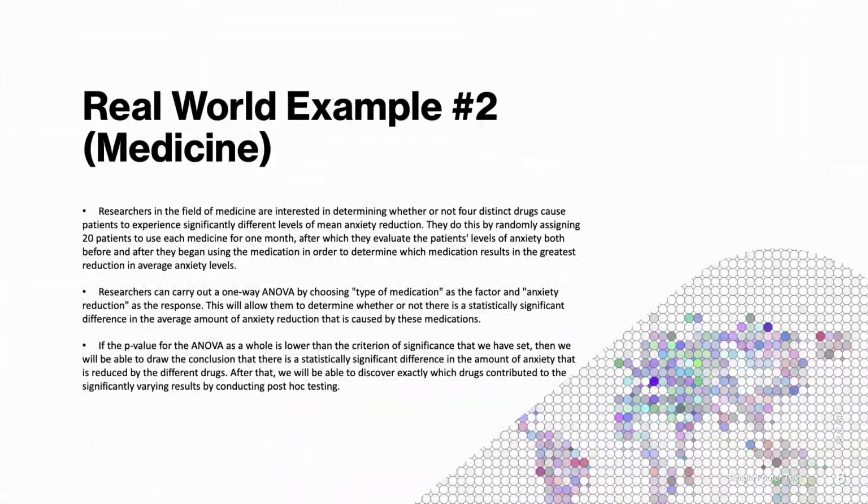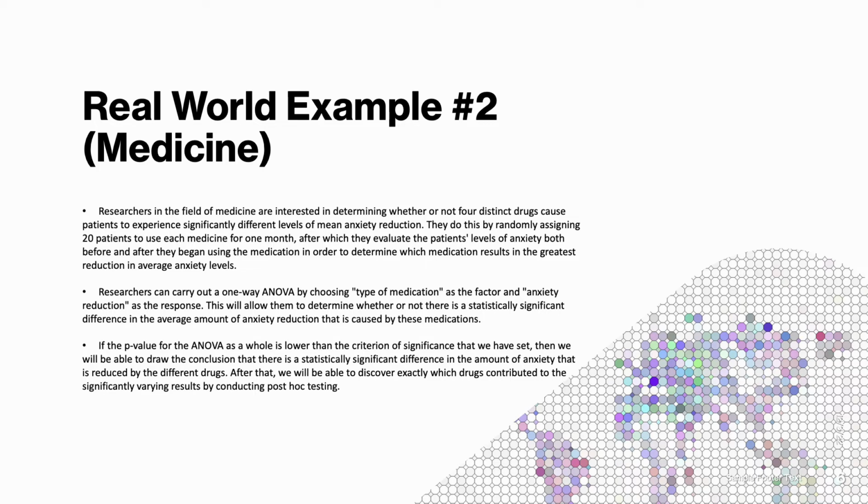Researchers in the field of medicine are interested in evaluating whether or not 4 separate medications enable patients to experience significantly different levels of mean anxiety reduction. In medical research, they do this by randomly assigning 20 patients to use each medicine for 1 month. After that, they evaluate the patient's levels of anxiety both before and after they began using the medication in order to determine which medication results in the greatest reduction in average anxiety levels. They do this so that they can choose the medication that results in the greatest reduction in average anxiety levels.